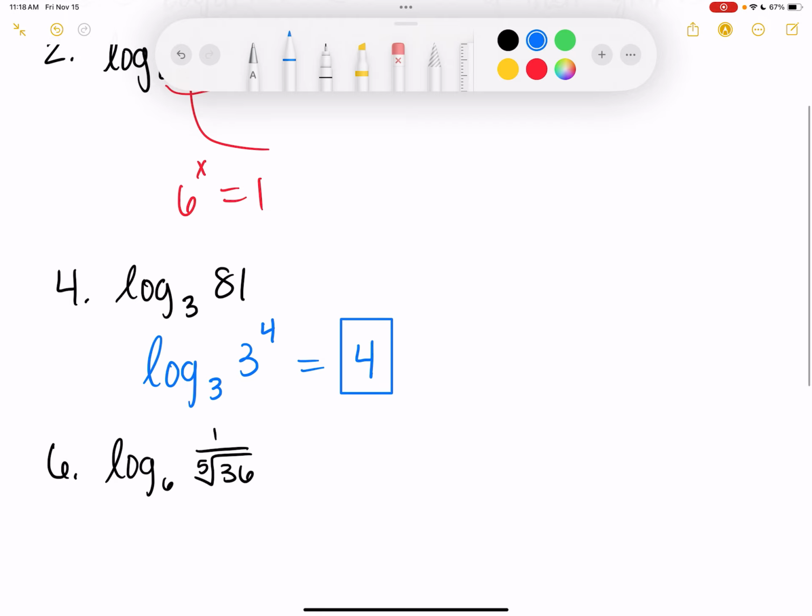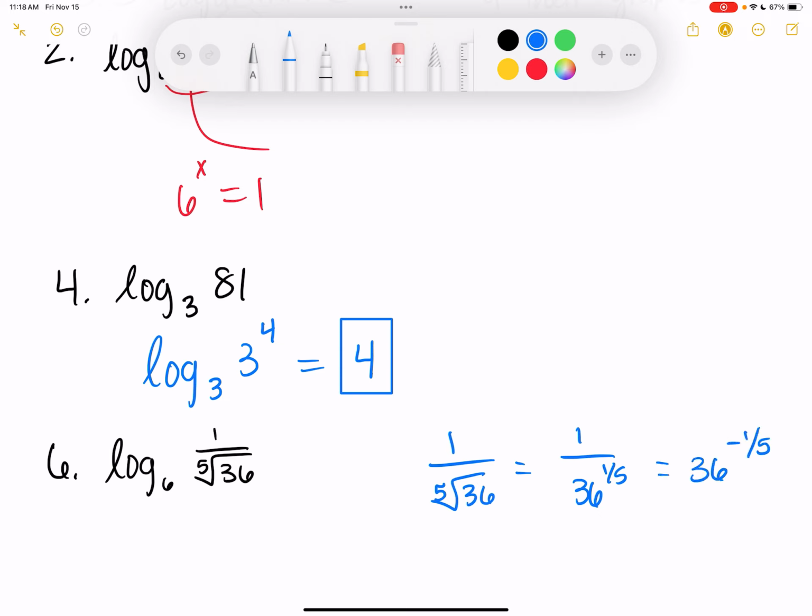So right now, let me just go over here for a second. 1 over the 5th root of 36 could be rewritten as 1 over 36 to the 1/5. Okay, I want that on top though. How would I rewrite that? 36 to the negative 1/5.